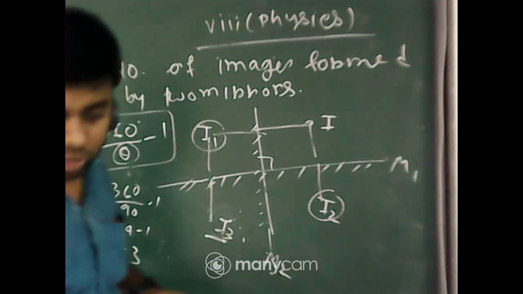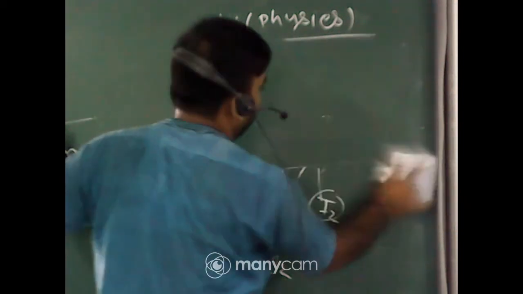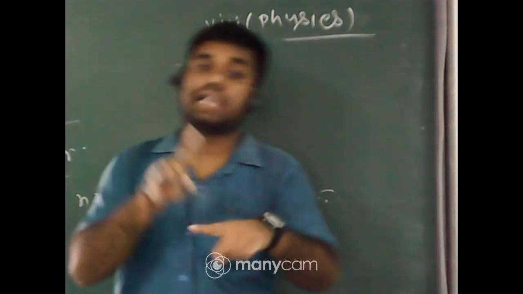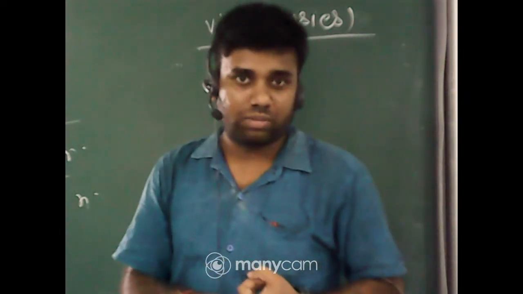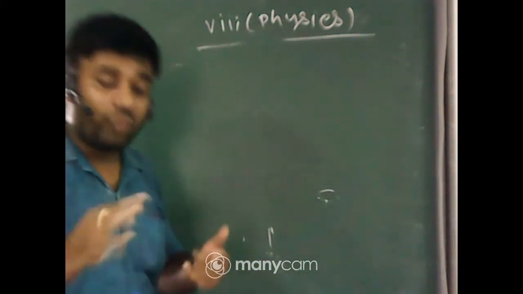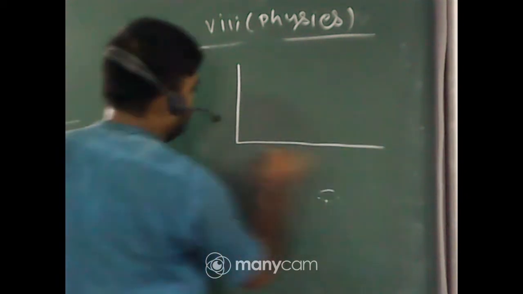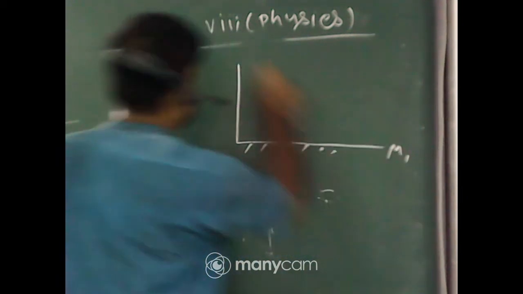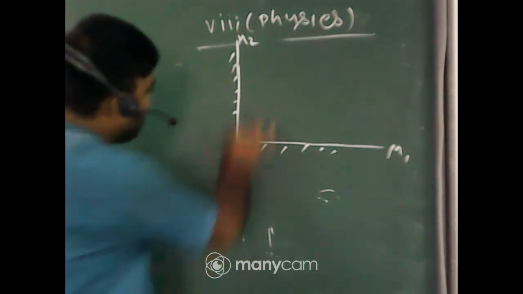Okay, now I am drawing the ray diagram. And students, you know that the image is formed where the reflected rays intersect each other. And we have already learned the properties of a plane mirror, that is, a virtual image, and the object distance and image distance are the same. Okay, got it? Next. Okay, two mirrors, that is M1, that is M2. They are fixed at 90 degree.